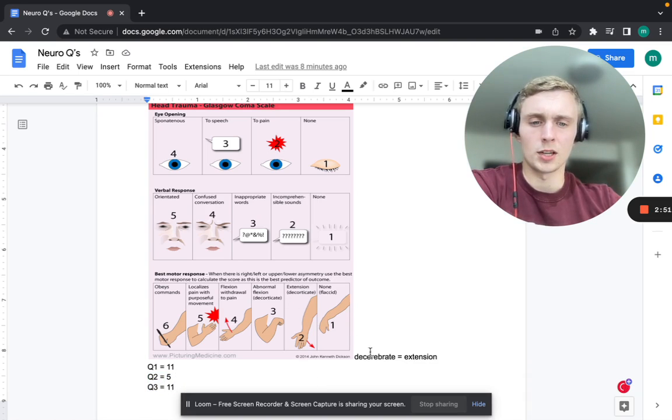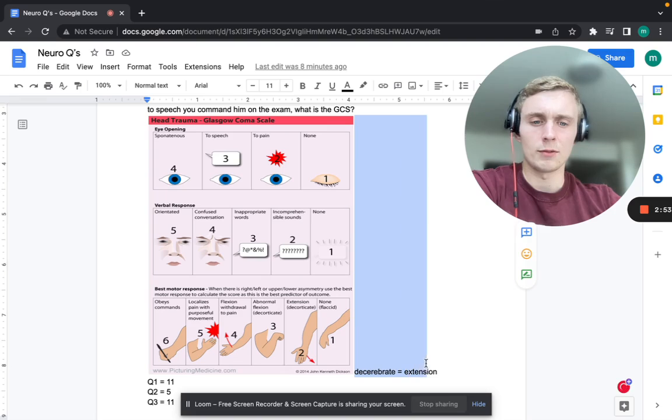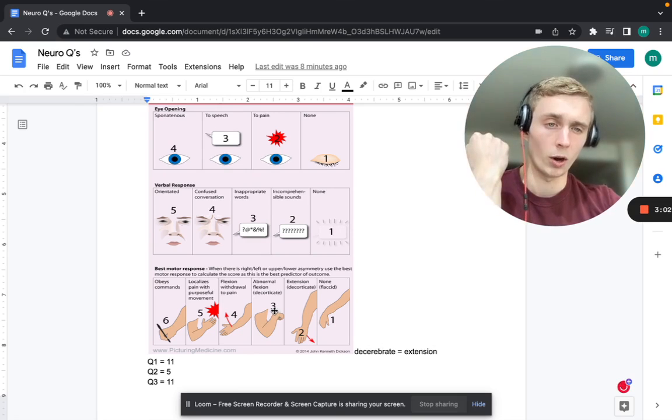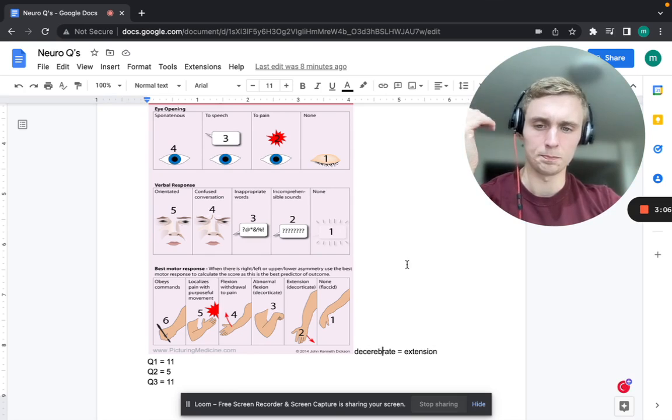And as a correction here, decerebrate, if they give you decerebrate as a word, that's actually extension, not decorticate. So abnormal flexion is decorticate. So bringing your arms to your core, think of that. Decorticate, bringing your arms to your core, that's that abnormal flexion.